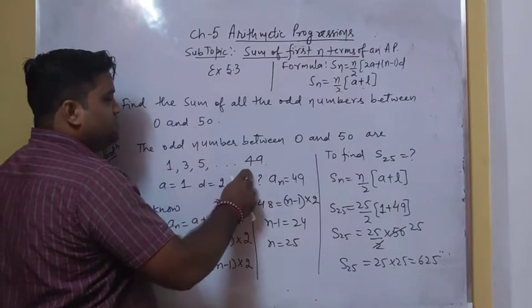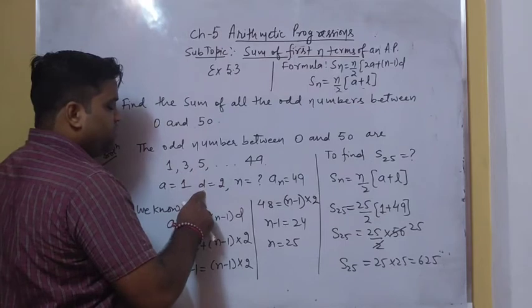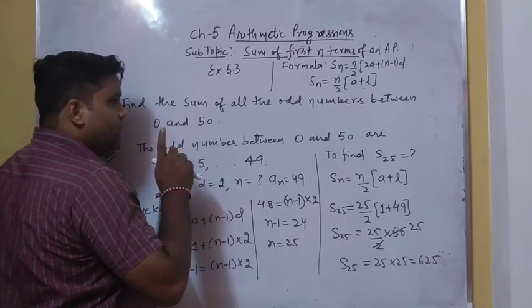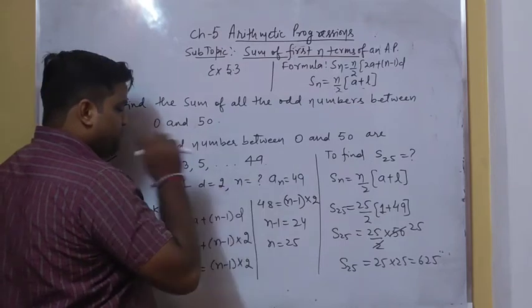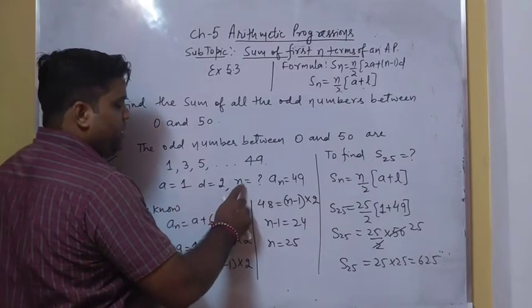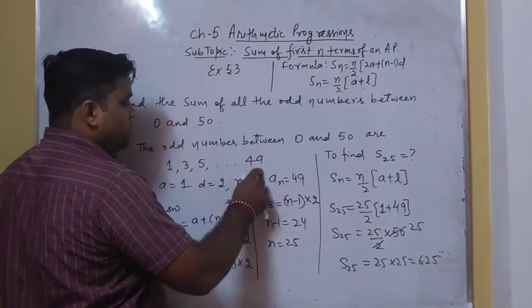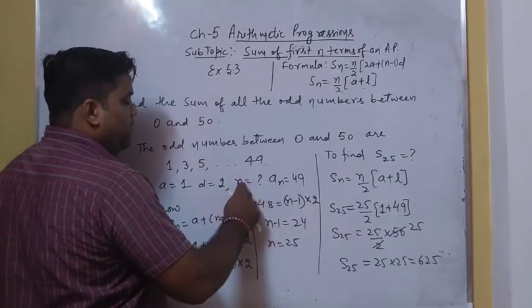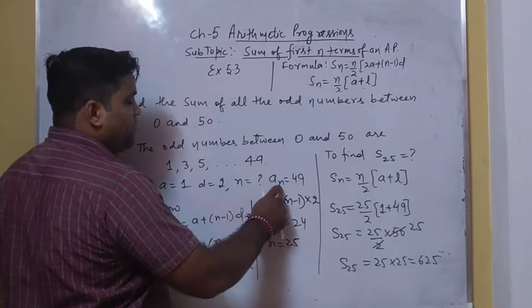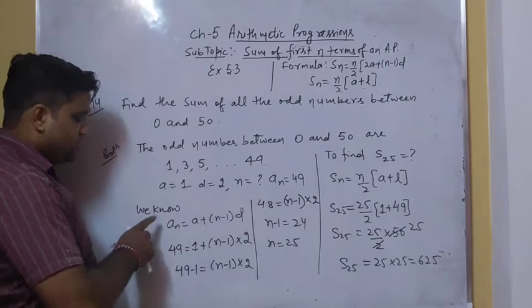Let us check whether it forms an AP or not. For this we have to find the common difference. Here we find that the common difference is equal to 2, which is the same, hence it forms an AP. So the first term of that AP is 1 and the common difference is 2. Here we have to find the number of terms, that is, how many terms there are. So we have to find n, and the last term of the AP is given by an equal to 49.